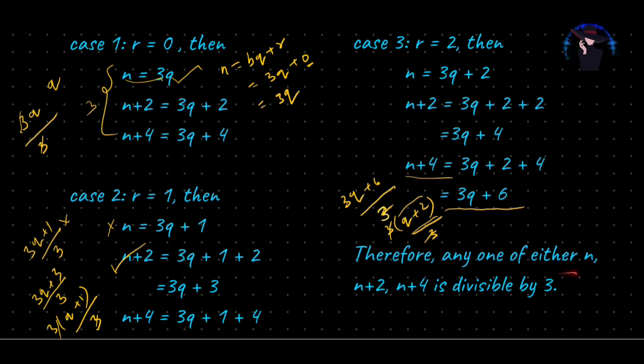Therefore, either n, n plus 2 or n plus 4 is divisible by 3. It is proved. Here one is divisible by 3. Here also one is divisible by 3. Here also one. Any one of the 3 is divisible by 3 in all the 3 cases. Proved. Thank you.